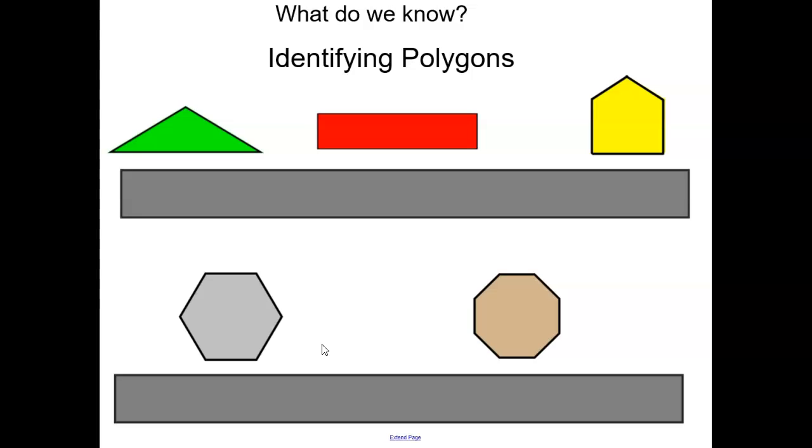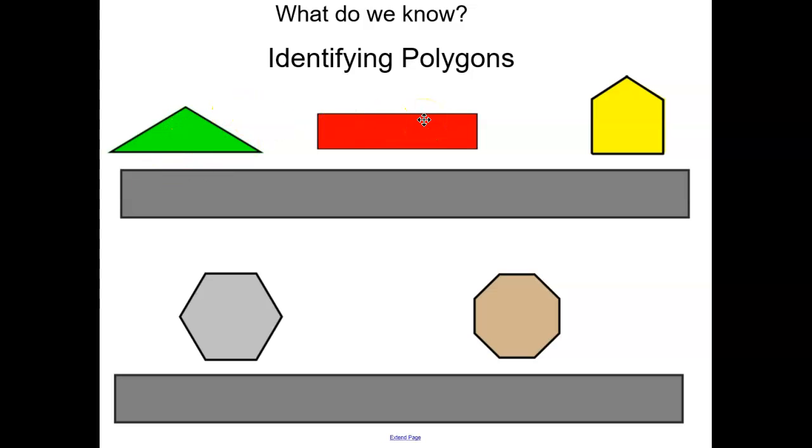Wonderful. Who was able to do this? I hope that you saw right away that this polygon, which is just any closed shape with 3 or more angles, had 3 sides and 3 angles. What is the name of a shape with 3 sides and 3 angles? You're exactly right. This is a triangle.